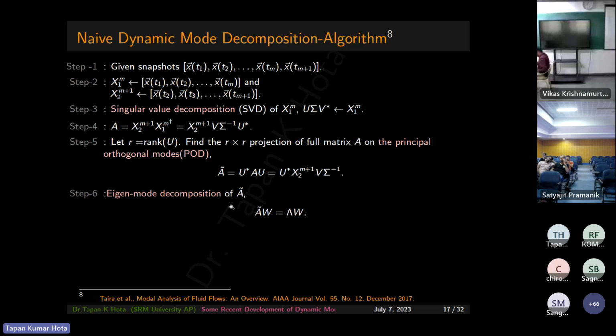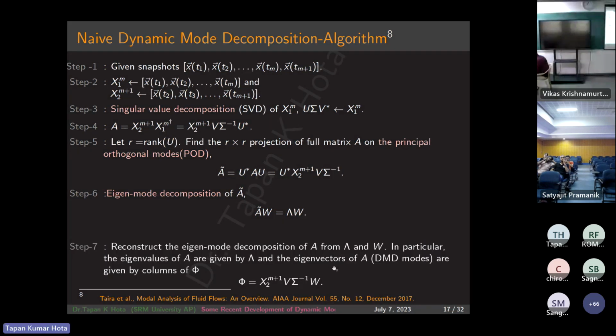Step 4: find the eigenmode decomposition of this projected matrix onto the principal orthogonal modes, A tilde W equals lambda omega. Now reconstruct the eigenmode decomposition of the original A from the eigenmode decomposition of this low rank matrix A tilde. In particular, the eigenvalues of A are simply the lambda determined from A tilde, and the eigenvectors of capital A, which we call the dynamic modes, are given by the columns phi, that is X2 to M plus 1 V sigma inverse W.